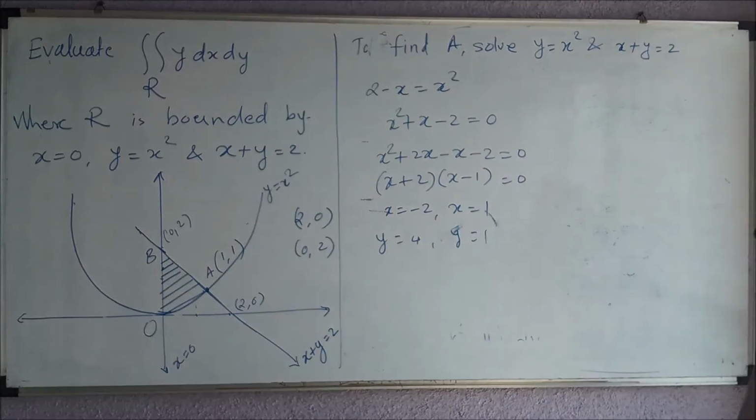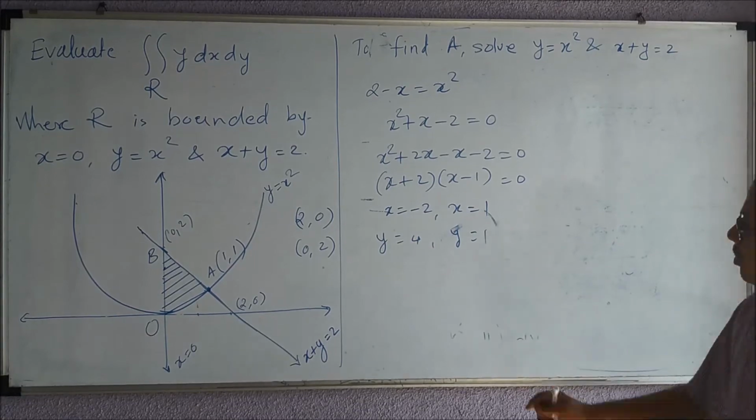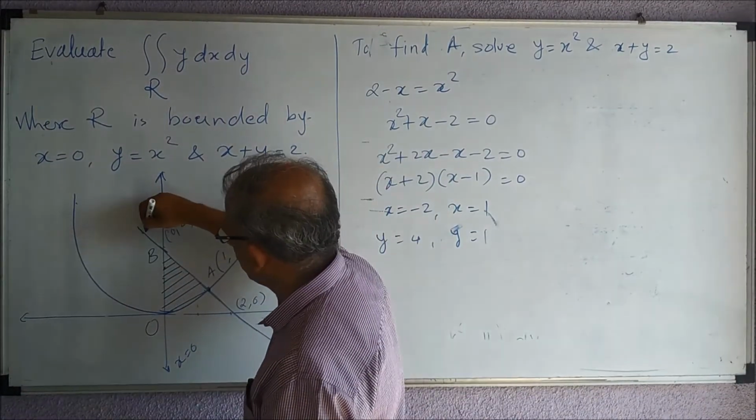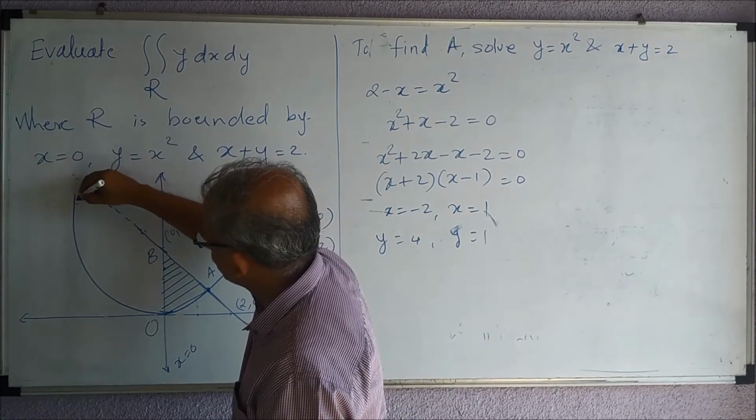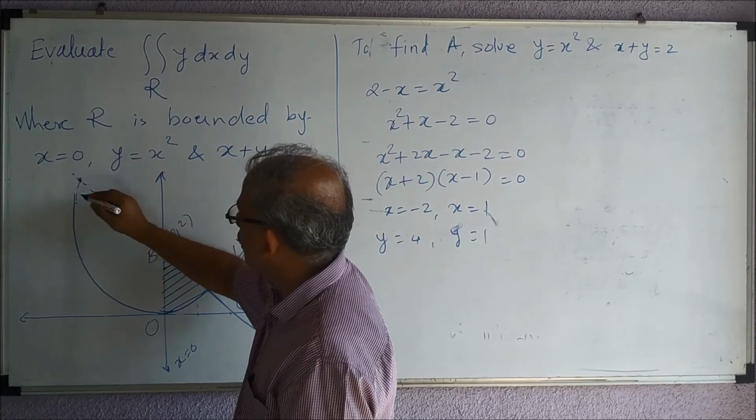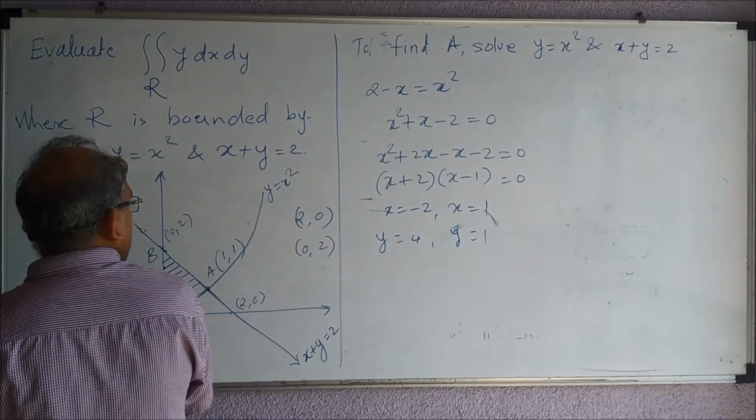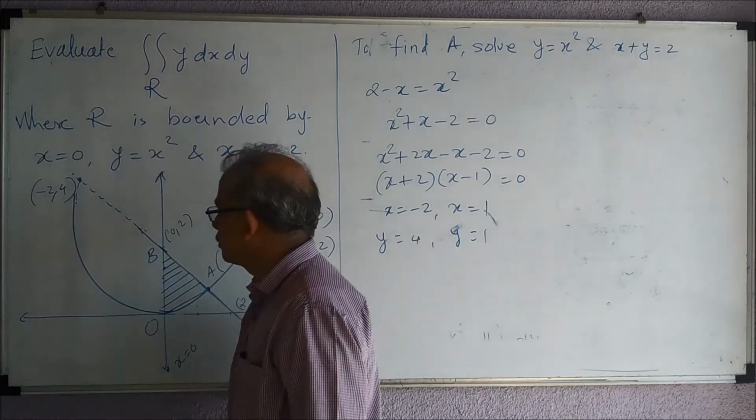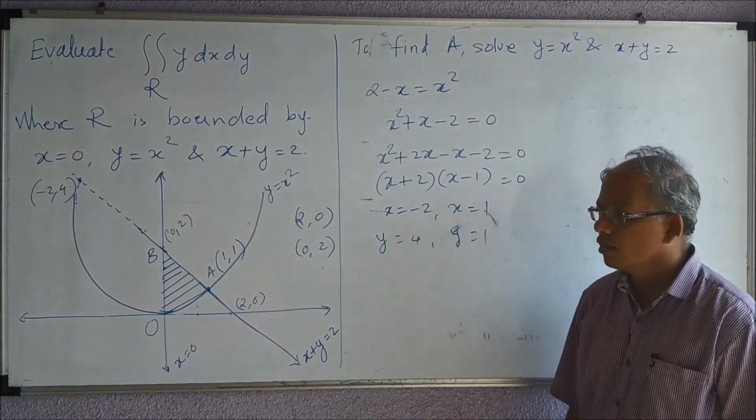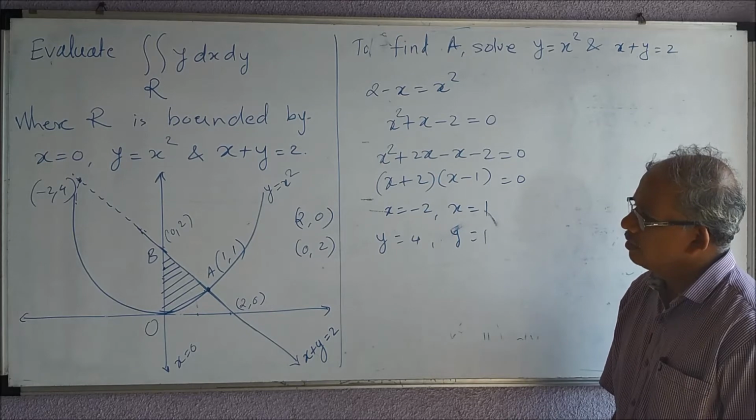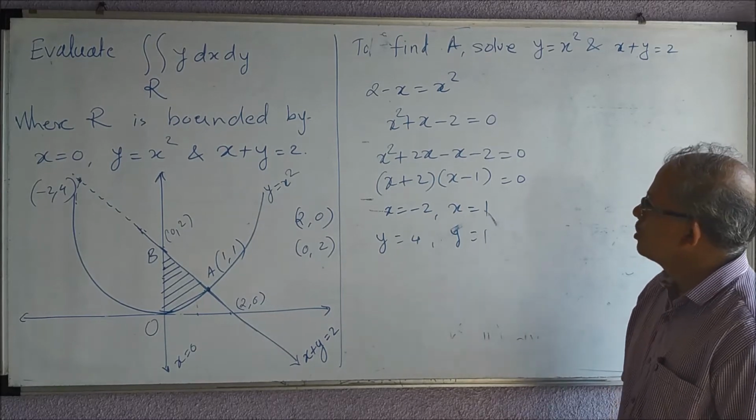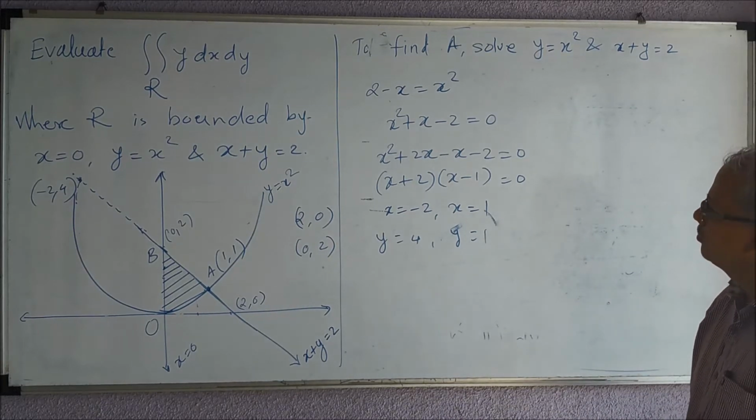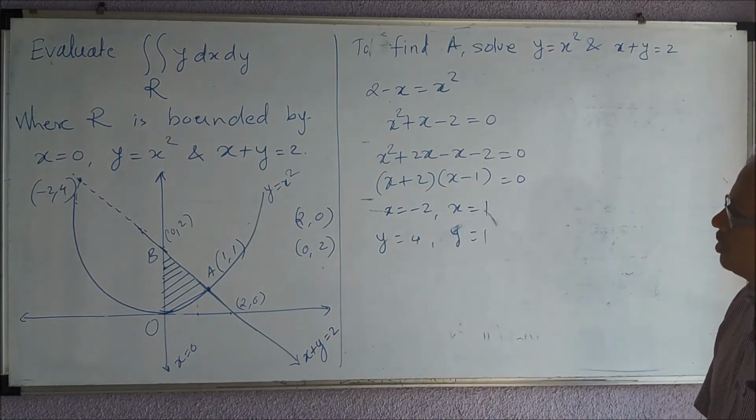Okay, A is (1, 1), right? Because this point is not lying in the first quadrant, it lies in the second quadrant. So obviously, if I just join this, there is another point, that is (-2, 4). This is -2. Okay, fine, right? So now, okay. So this is the thing.